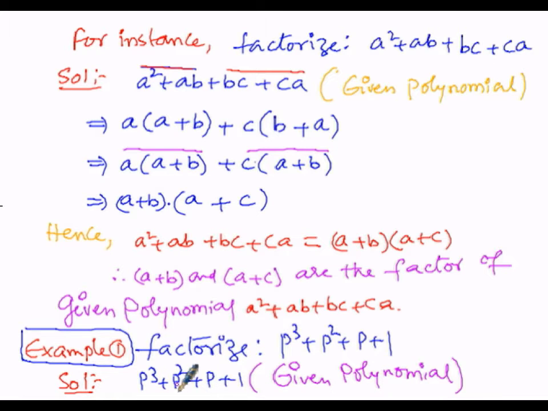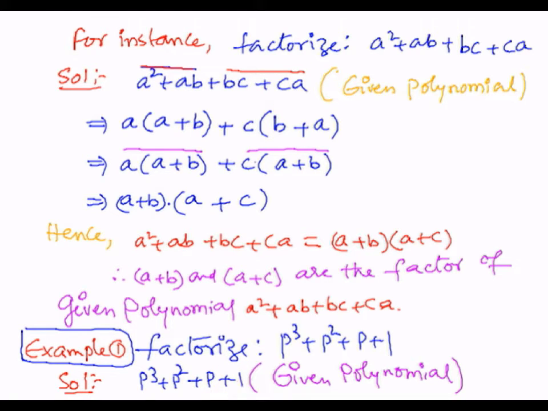So here I am going to group the first 2 terms, that is p cube and p square, as the first group, because in the first group the terms are p cube and p square. So p square is common in both the terms. Similarly, here 1 is common in both the terms.